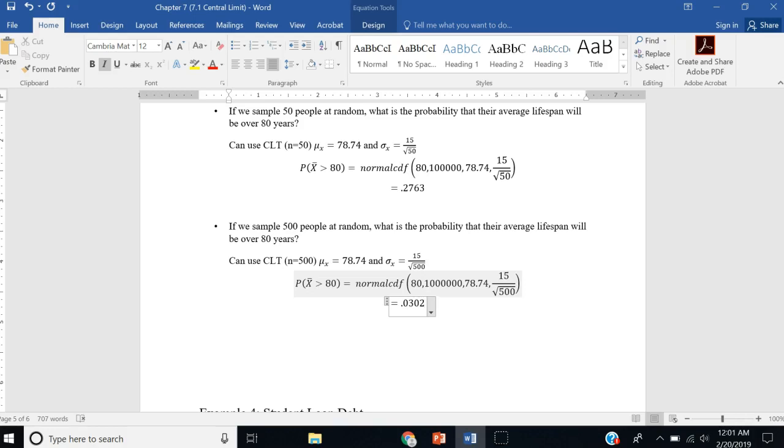So again, we're trying to find probabilities. We're using normal curves. But instead of just picking one individual at random, these central limit theorems are always treating the sample as a group in and of itself. And we're not talking about the individuals inside the sample. We're saying, well, what's the chance that that sample has a sample average which is bigger than 80?